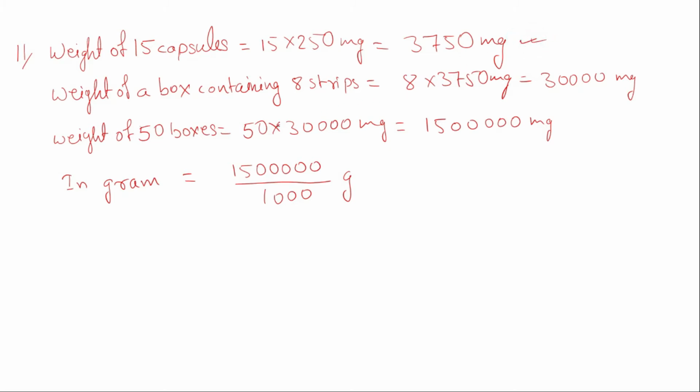Then we have to find the weight of a box which contains 8 strips of 15 capsules. So we have to multiply 8 into 3750 mg. That will be 30,000 mg. mg means milligram. Now a box weighs 30,000 mg. Now there are 50 such boxes. So we have to multiply 50 into 30,000. We will get this one. Now we have to convert it into grams. To convert into grams, we have to divide it by 1000. So the answer will be 1500 grams.